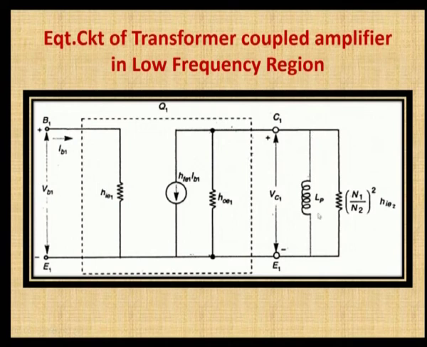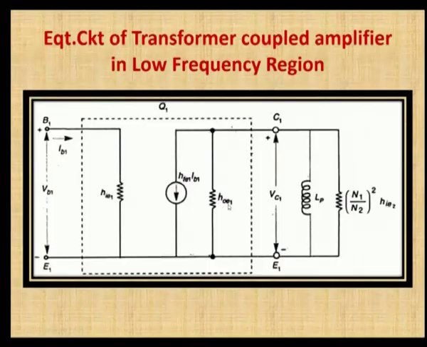Here only the primary winding is taken, and in the low frequency range we know that at resonant frequency, when the parallel combination of HOE1 and the resistance (N1 by N2) the whole square into HIE2 is equal to LP, then the higher cutoff frequency will occur. At the resonant condition, when LP is equal to the parallel combination of this admittance and this (N1 by N2) the whole square HIE2, only then the cutoff frequency will occur.